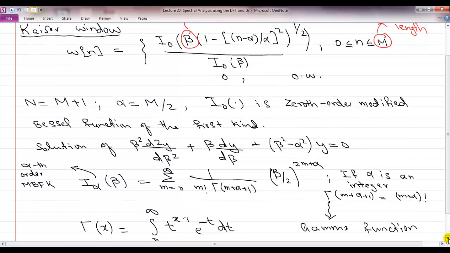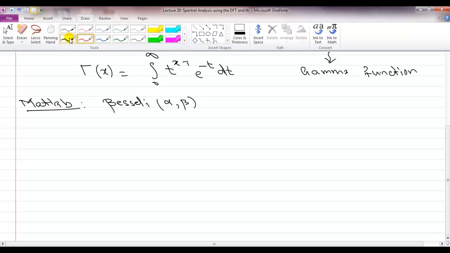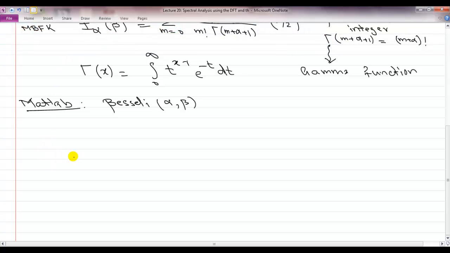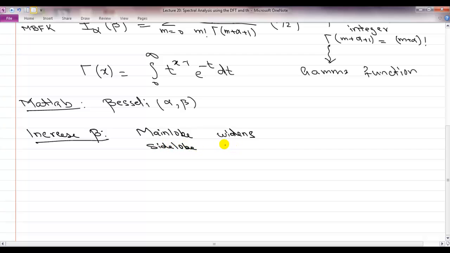In general, the way it goes with the Kaiser window is that if you increase your beta, then your main lobe widens and your side lobe goes down. Okay. So if you fix the length of the window and just start increasing beta, what happens is that the main lobe keeps on getting fatter and fatter, but the side lobes keep on going down. Okay.